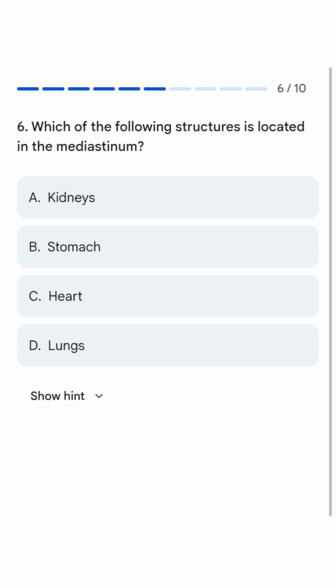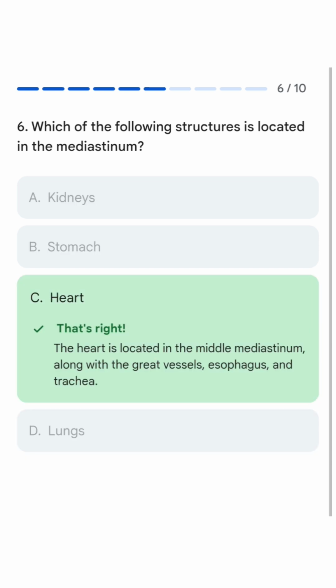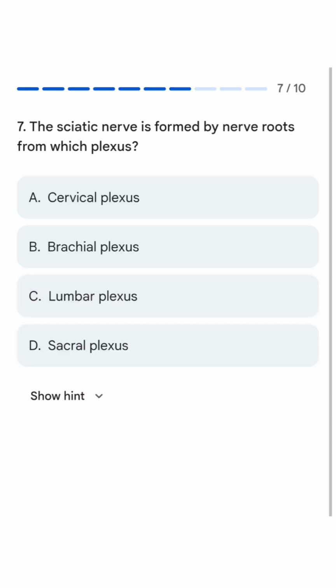Next question. Which of the following structures is located in the mediastinum? Kidneys, stomach, heart, lungs. This structure is a muscular organ that pumps blood and is centrally located in the thoracic cavity. Heart is located in the middle mediastinum along with great vessels, esophagus, and trachea.